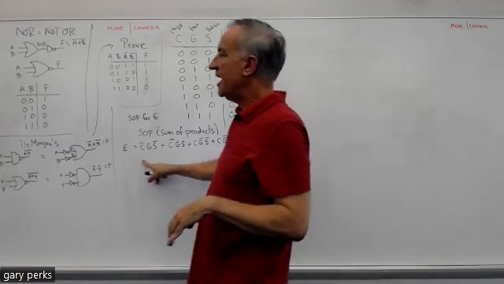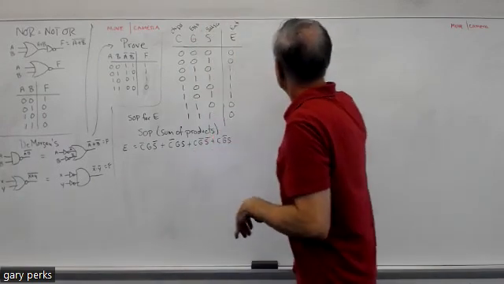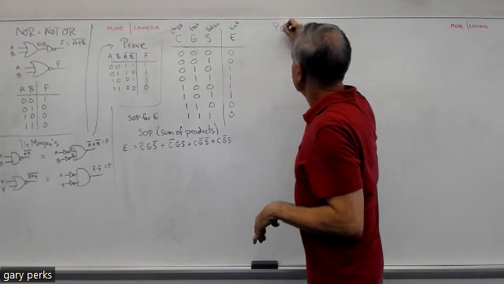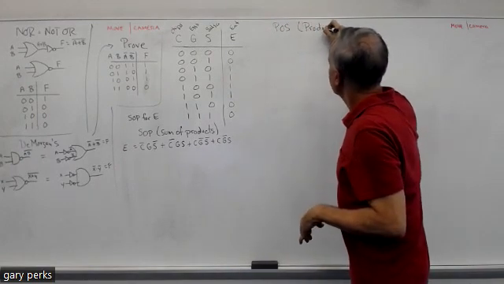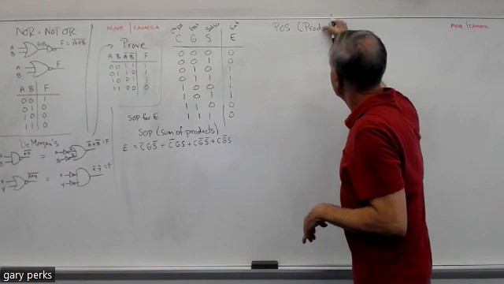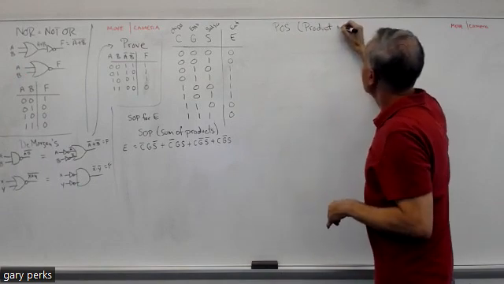Right, so this is SOP. There's another form, POS. Okay, POS is product of sums. Sometimes my U's look like B's. Product of sums.